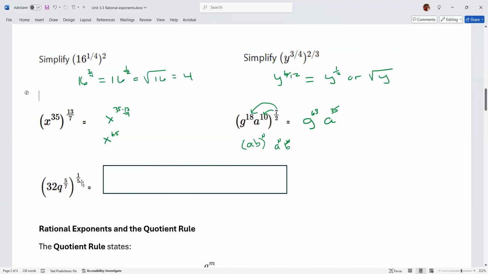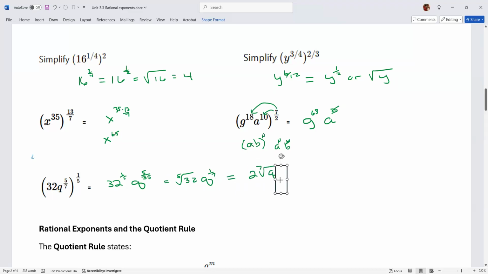For this one, the 1/5, the fifth root, comes in on the 32, and it also comes in on the q that already has an exponent. When bringing this exponent in, I get 32 to the 1/5, and for q, when I multiply 5/7 times 1/5, I get 5/35. The fifth root of 32 is 2, so the simplification would be 2, and they may keep it as q to the 1/7 or the seventh root of q, same thing. So the 32 did simplify, taking the fifth root.